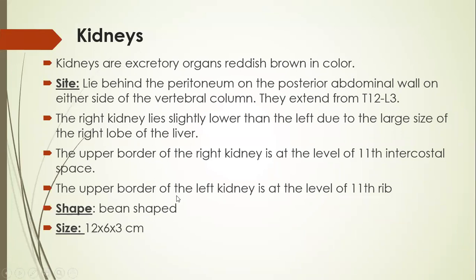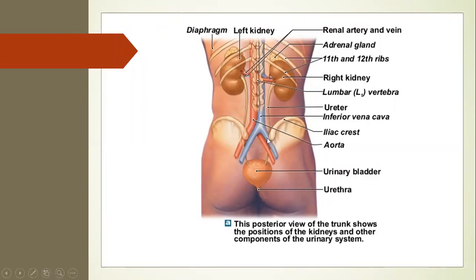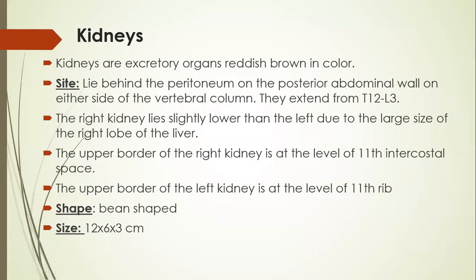But the upper border of the left kidney is at the 11th rib. See the difference between the right and the left, because the left kidney is slightly upper. The upper border of the left kidney is at the 11th rib, and the upper border of the right kidney, because it is slightly lower, is in the 11th intercostal space. The 11th intercostal space is below the 11th rib. So the right kidney will be in the 11th intercostal space, and the left kidney will be at the 11th rib. This is the difference between the two sides. This is very important clinically, especially for the surgeons when they are operating. Later we'll study that part.